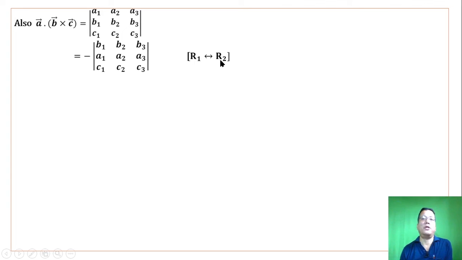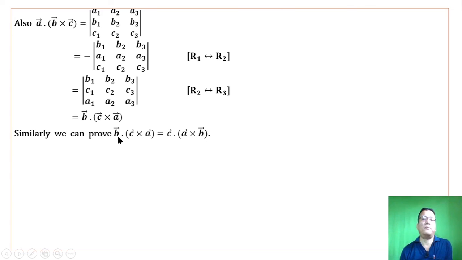Interchanging row 1 and row 2, we get this, prefixing minus. Again, interchanging row 2 and row 3, we get this determinant, which is the scalar triple product b vector dot c cross a.